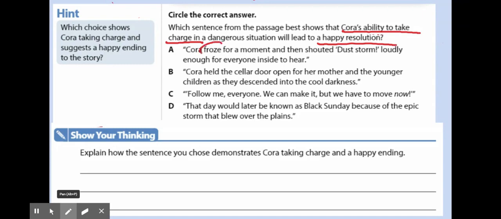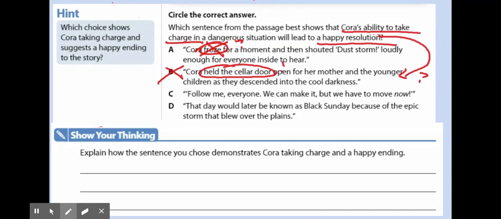So let's look at A. It says, Cora froze for a moment and then shouted, "Dust storm!" loudly enough for everyone inside to hear. And I scratched out froze because is that taking charge if you freeze? B says, Cora held the cellar door open for her mother and younger children as they descended into the cool darkness. Well, that's great, but they might have a happy resolution, but what about the rest of the family?